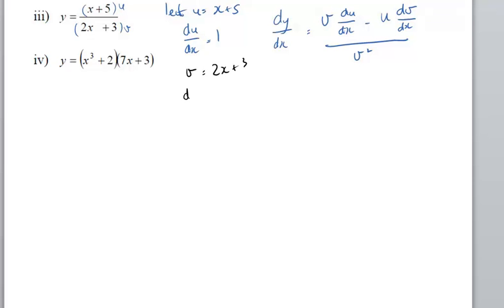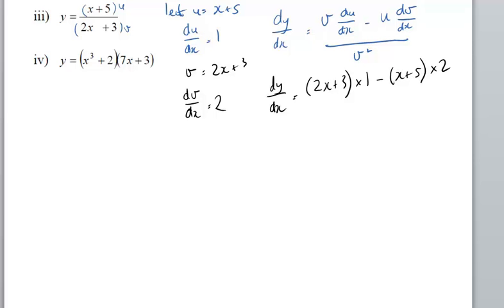We differentiate with respect to x here, and we end up with 2. So dy on dx is equal to v, 2x plus 3, multiplied by du on dx, which is 1, minus u, which is here, x plus 5, multiplied by dv on dx, which is equal to 2, all divided by v squared, which is here at the start, so 2x plus 3 all squared.